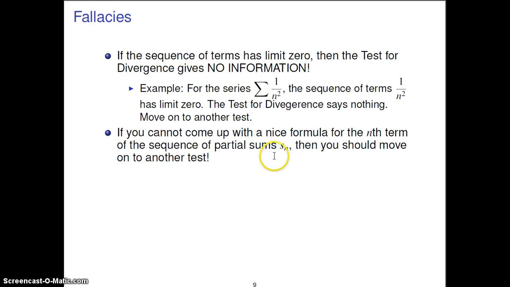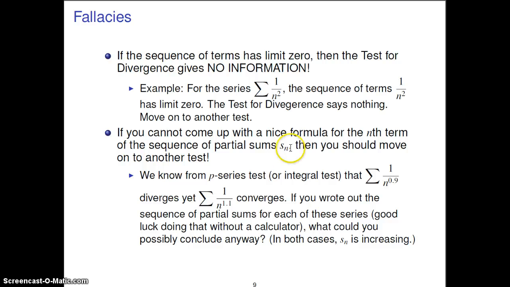Also, you can waste a lot of time by trying to play too much with the sequence of partial sums. You could try to write out S sub n, write out what's S1, S2, S3, by adding the first 3 numbers, the first 4 numbers, and that's fine if you want to get a feel for what's going on. But if you cannot come up with a nice formula for the nth term, you should move on to another test. Studying the sequence of partial sums directly does not very often get you anywhere. You typically want to do this for telescoping series and for some other really special cases.